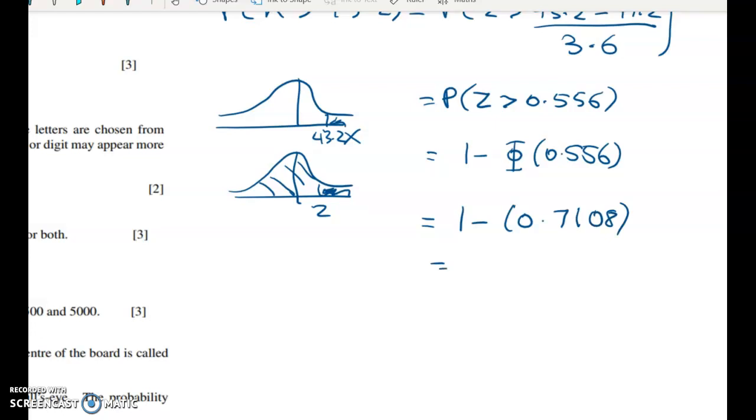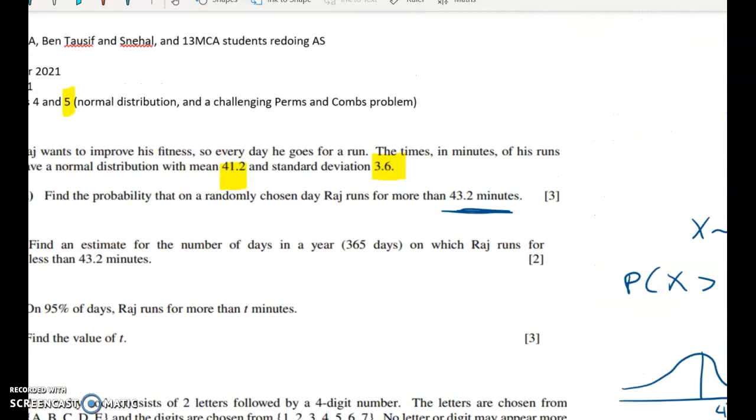You've got to get that add-on factor right to get the marks here, so make sure you're confident with using it. That gives us 0.2892. To three significant figures, that's 0.289 to 3 SF. Okay, so that's the first 3 marks.